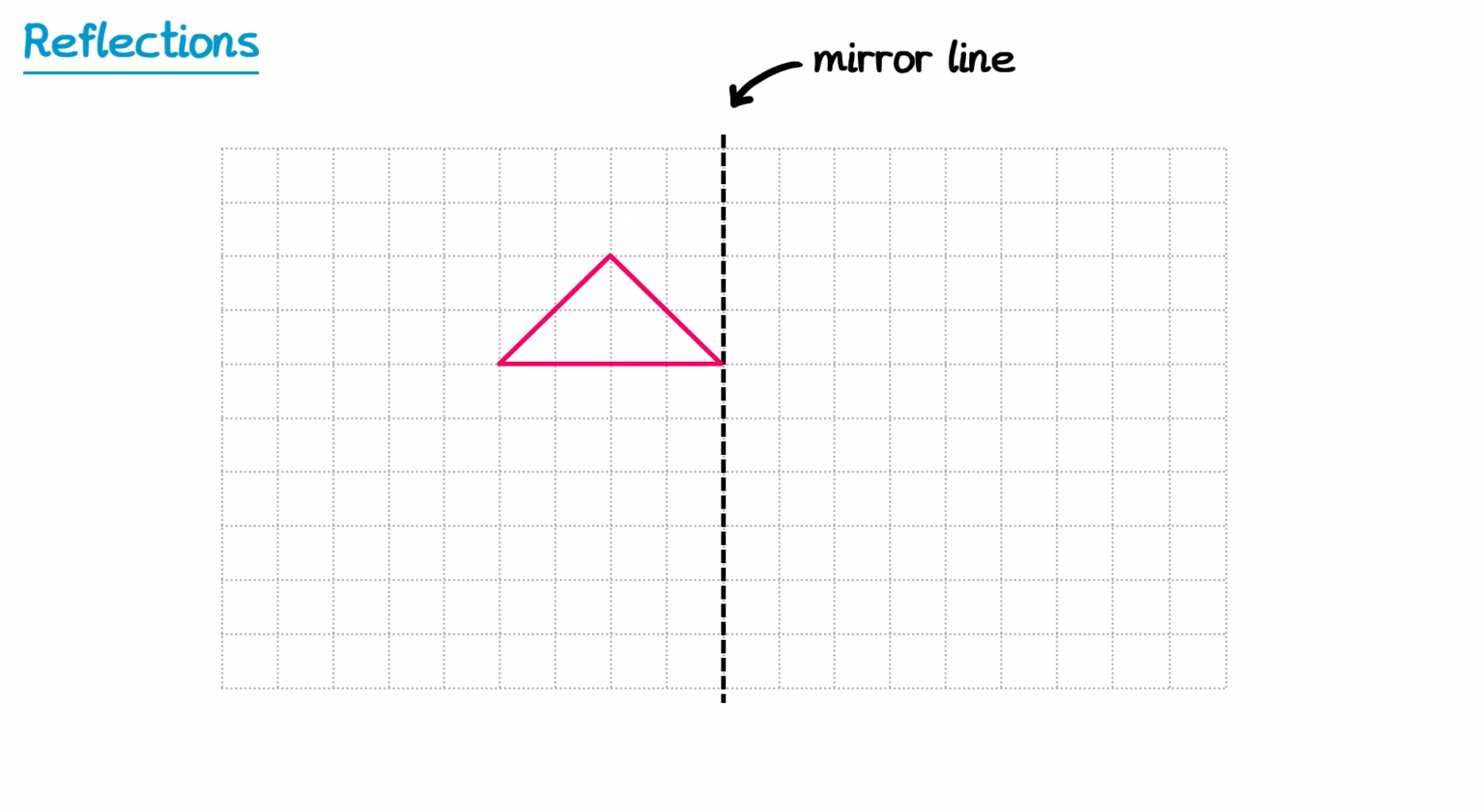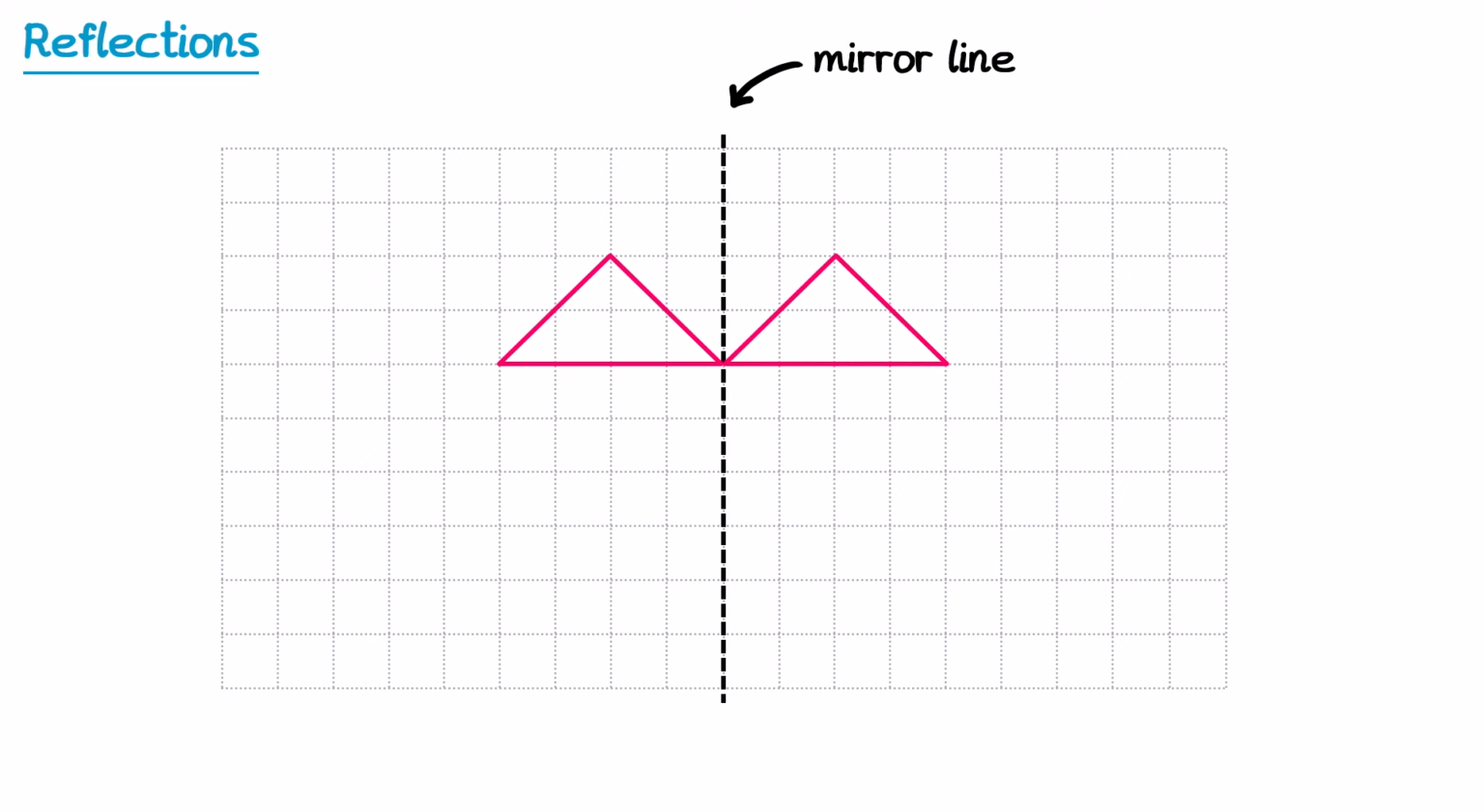In this video, we're going to learn about reflections. Let's start by reflecting this triangle here in this line. We give this line a name and it's called the mirror line. If we reflected this triangle in this mirror line, the triangle would flip over the mirror line and create a reflection that looks like this.